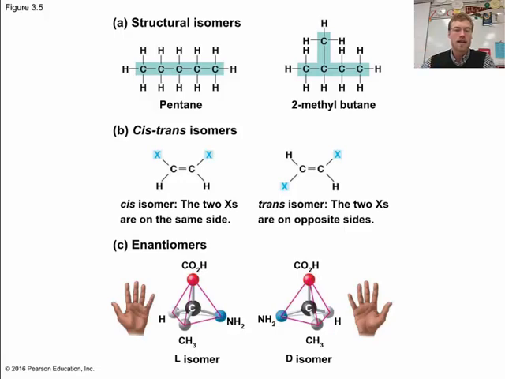And what we find is that in living things, most of the sugars are one type of isomer, and then amino acids are the other type of isomer. So pretty interesting.